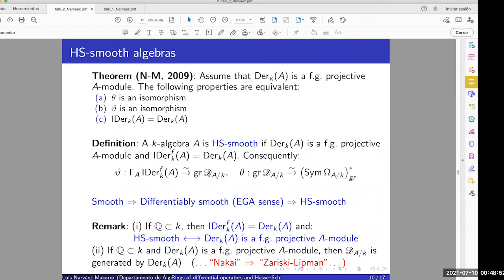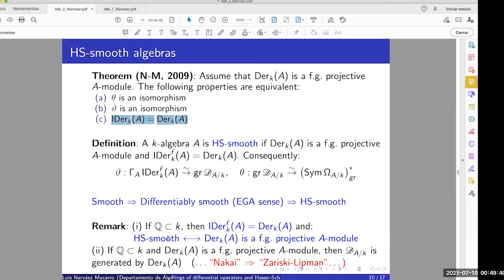And so also in the characteristic zero case, so if the rationals are contained in K, we knew that all derivations are integrable, so this property holds automatically. And so the only property needed to be Hasse-Schmidt smooth in the characteristic zero case is that the derivations form a finitely generated projective module.